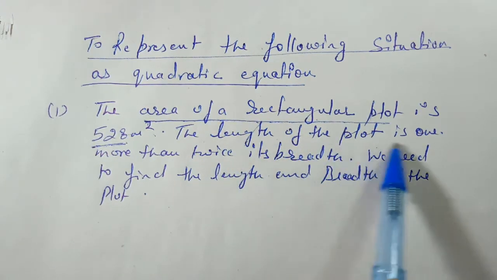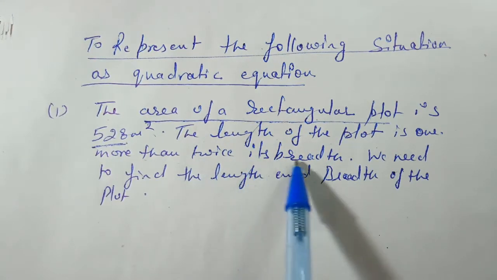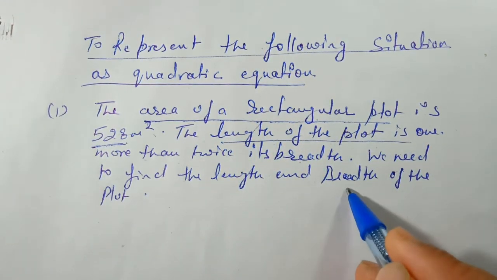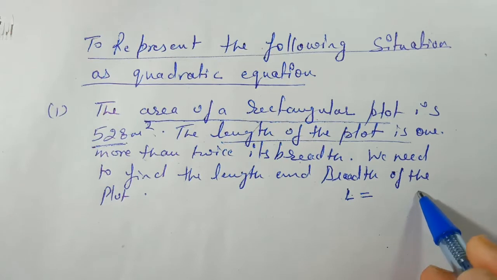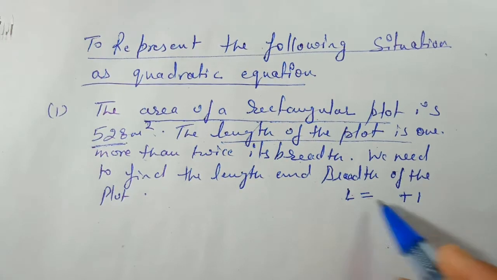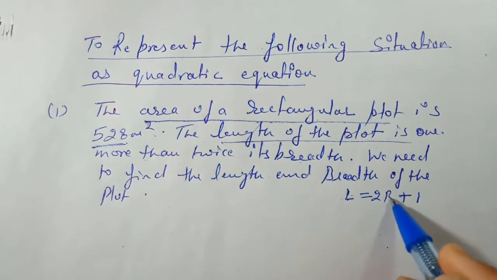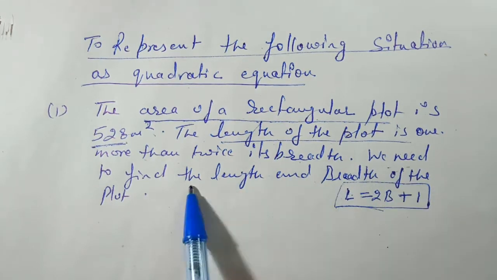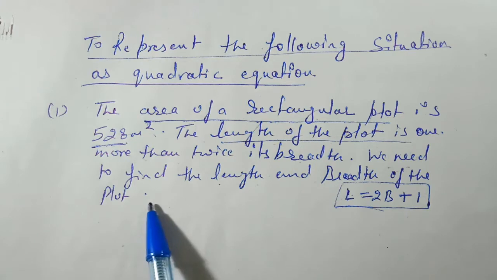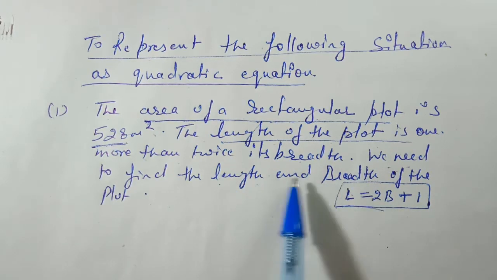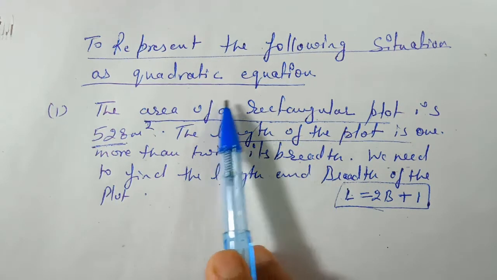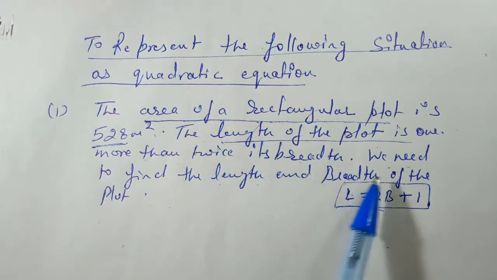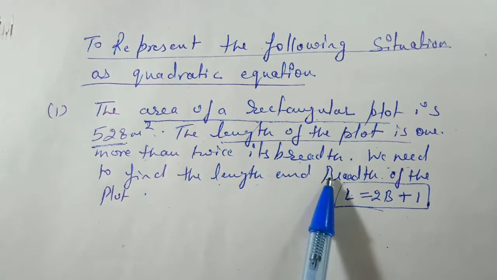The length of the plot is one more than twice its breadth. There is a condition given for length and breadth, and we need to find the length and breadth of the plot. But we just have to frame the quadratic equation. We don't have to find the length and breadth.